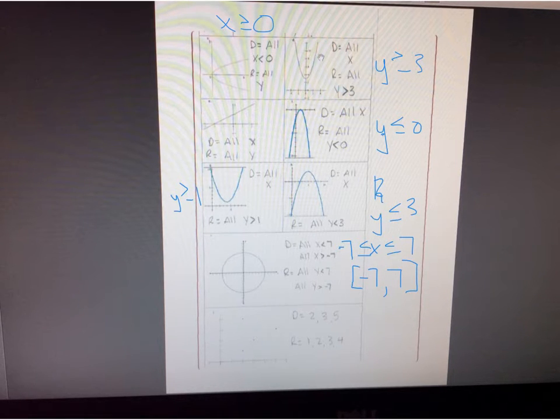Now, if your domain was only x is less than 7 or greater than minus 7, we would use round brackets there to show that minus 7 is our boundary value, but it's not one of the values that x is equal to. So when it's a square bracket, it means x can also be equal to that value. If it's a round bracket, that's our starting point, but x can never be exactly that value.